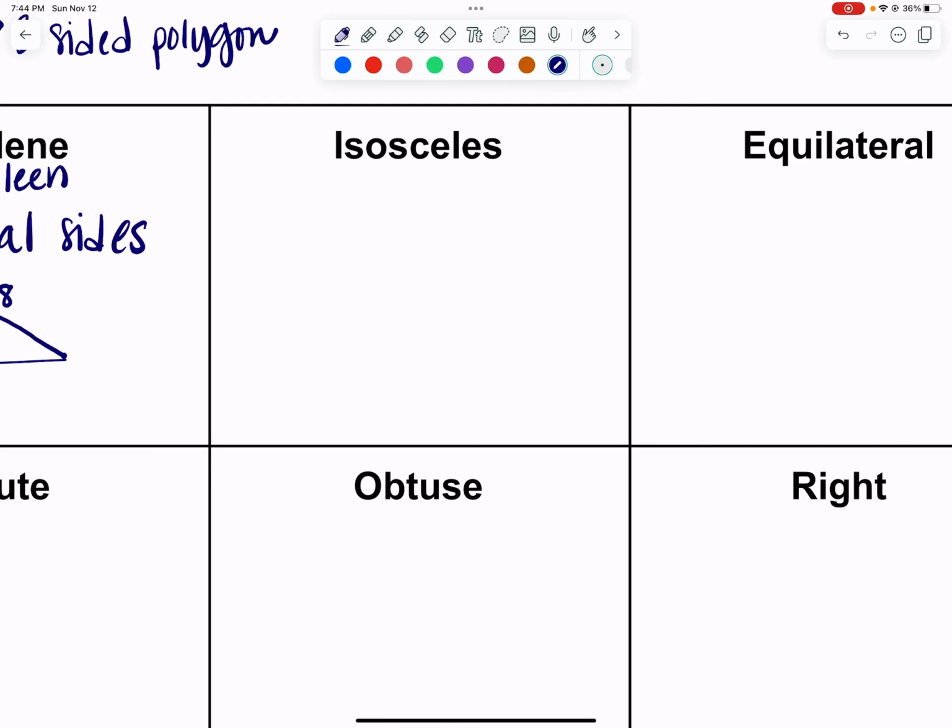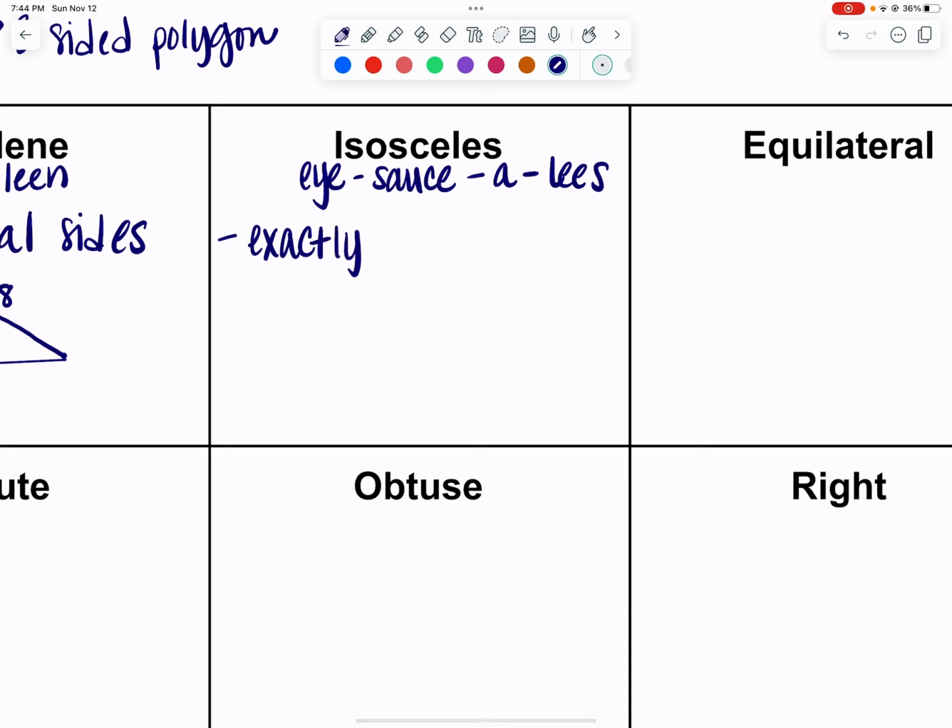Now, an isosceles triangle, there you go, has 2 congruent sides. I don't want to say exactly. That's getting a little picky. Let's just go with 2 congruent sides. Remember, congruent means equal.